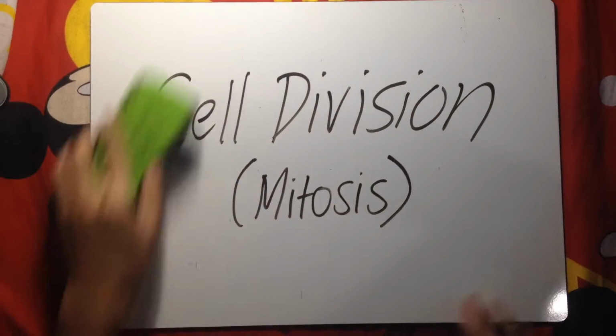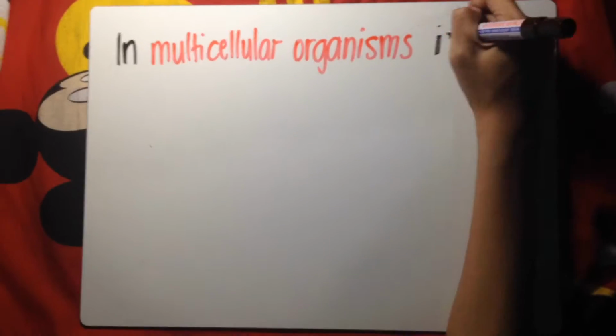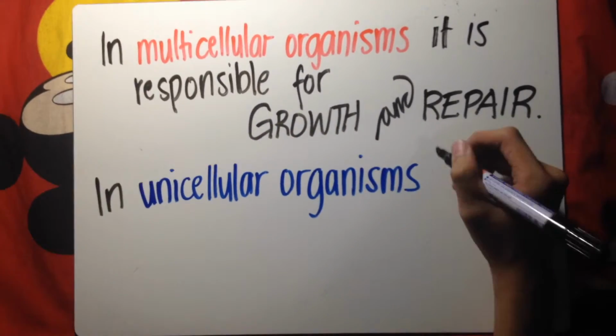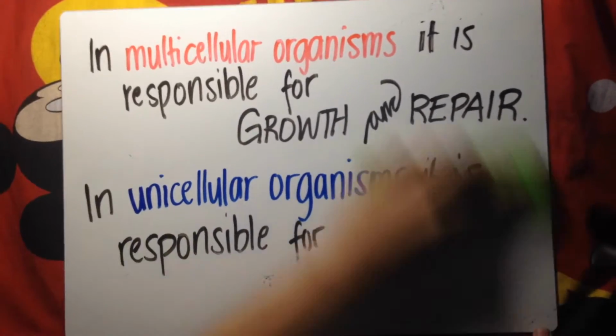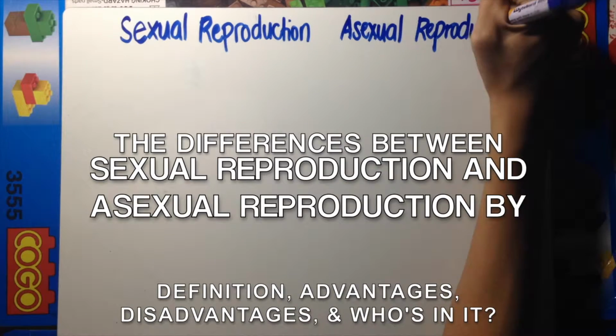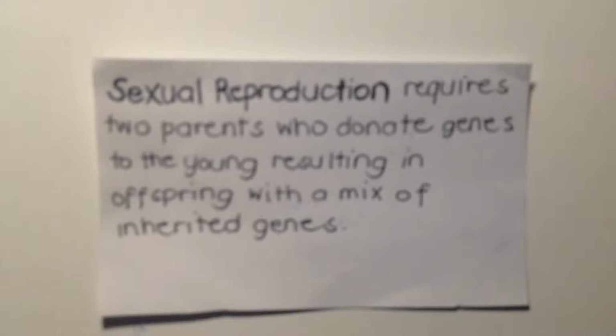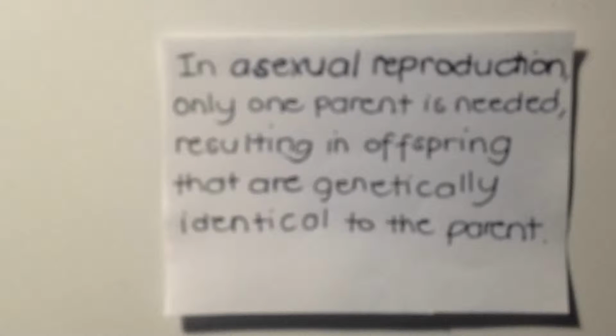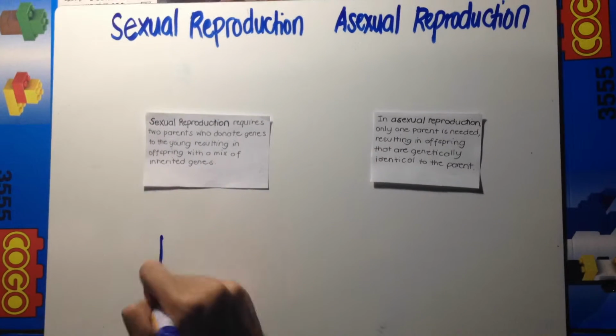Cell division, mitosis. In multicellular organisms, it is responsible for growth and repair. In unicellular organisms, it is responsible for reproduction. Sexual reproduction requires two parents who donate genes to the young, resulting in offspring with a mix of inherited genes. In asexual reproduction, only one parent is needed, resulting in offspring that are genetically identical to the parent.